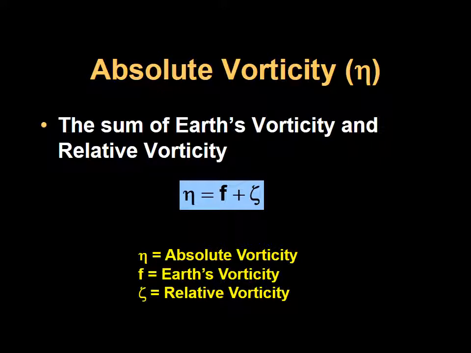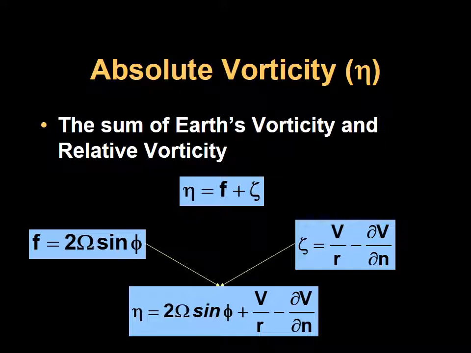Now this is standing out in space looking on the Earth. You can see the swirls as a result of the wind, but then also the Earth is rotating, and that rotation imparts some spin as viewed from outer space. So we're going to call the sum of Earth and relative vorticity absolute vorticity, and we'll use the Greek letter eta.